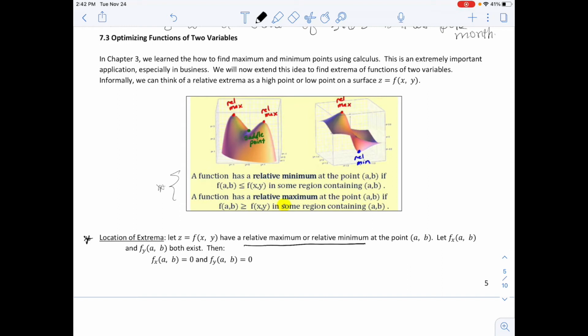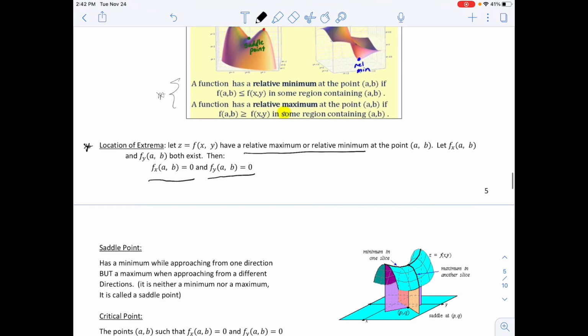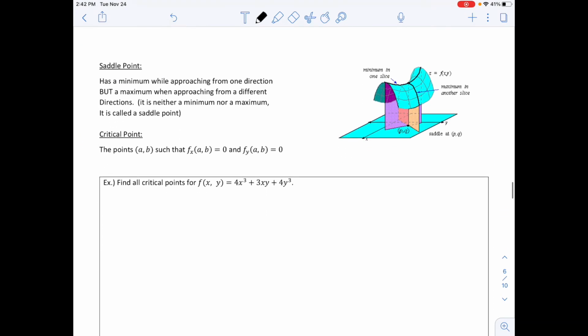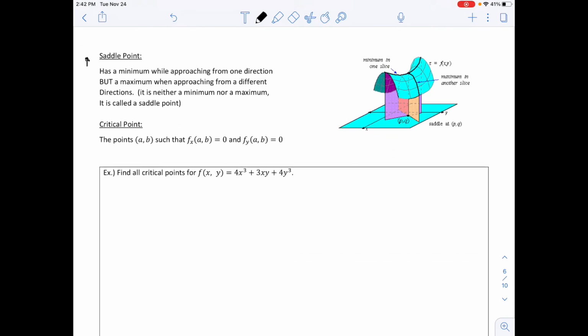Then our partial derivative with respect to x and our partial derivative with respect to y at that point would also equal 0. The next definition that we have is called a saddle point. There is a picture of a saddle point on the right, and it says it has a minimum while approaching from one direction, but a maximum while approaching from a different direction. It is neither a minimum nor a maximum. It is called a saddle point.